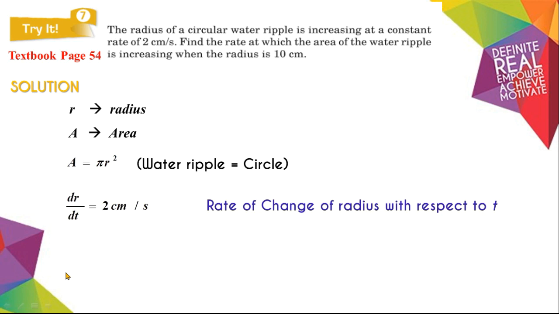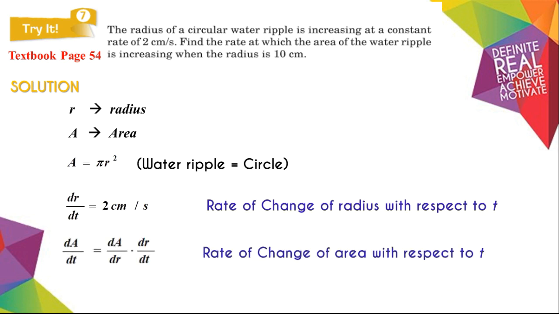The question asks, find the rate at which the area of the water ripple is increasing when the radius is 10 cm, which means we need to find the rate of change of the area with respect to t. So, we are going to find the relationship between the rate of change of area and the rate of change of radius, where dA/dt, the rate of change of the area with respect to t, equals the rate of change of the area with respect to radius times the rate of change of radius with respect to t, involving the chain rule.